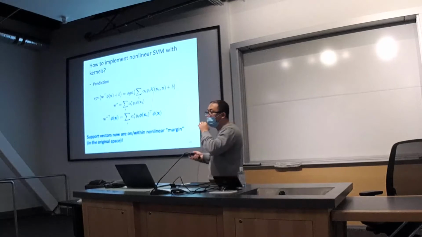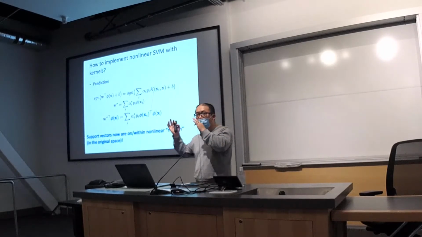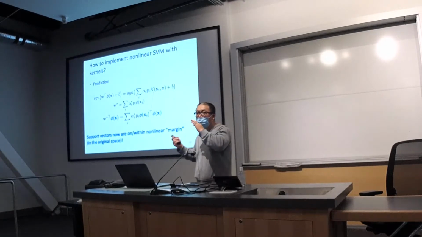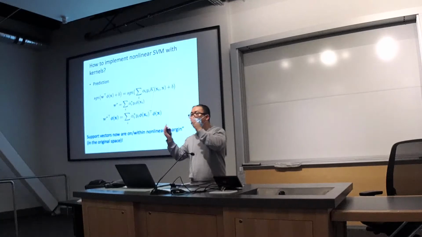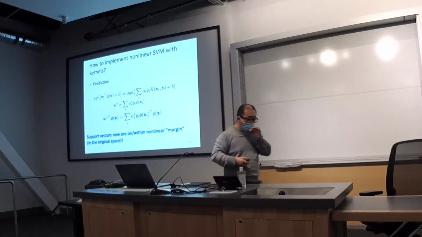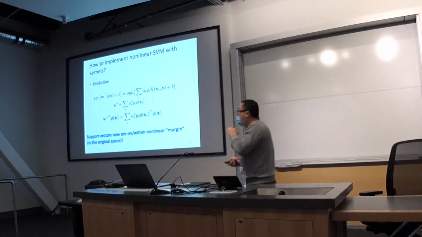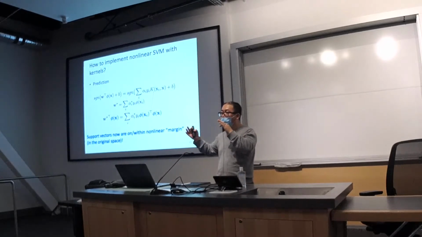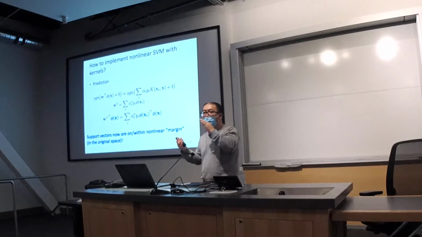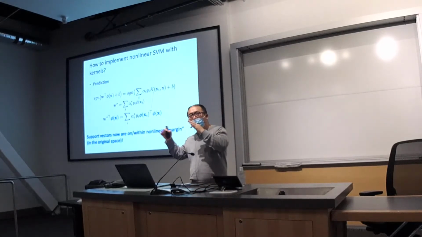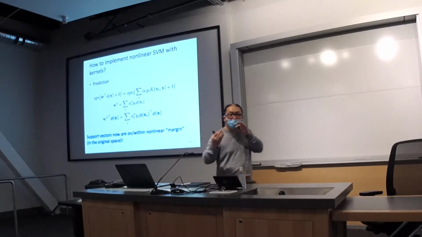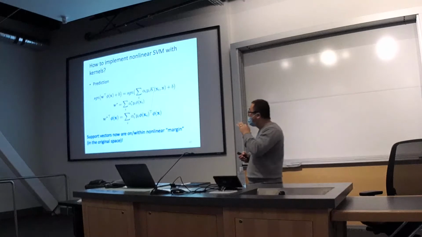So w star is only determined by a subset of examples whose alpha_i star is non-zero. For zero alpha_i values, those examples are called non-support vectors. We mentioned that the position of non-support vectors will be strictly outside the margin. I asked you to consider that and think about why. This is an exercise, but here, just to give you the answer, hopefully you have thought about that.